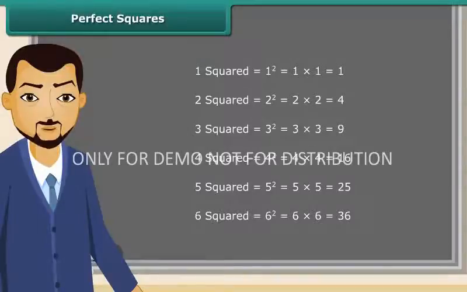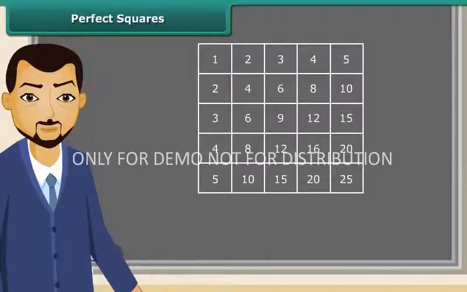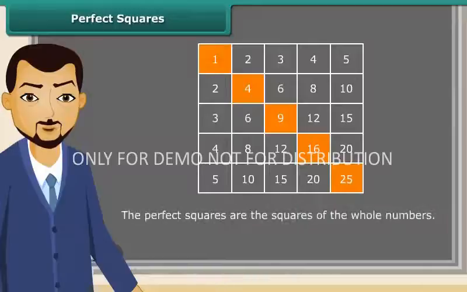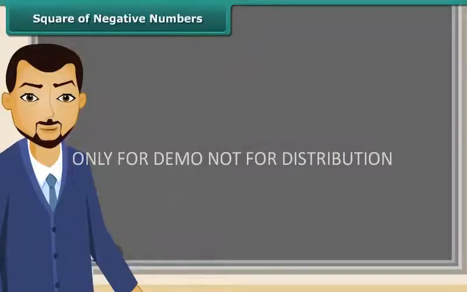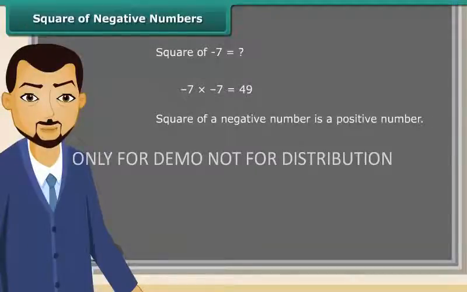We can also find squares on the multiplication table. Do you know what we call these numbers? They are called perfect squares. The perfect squares are the squares of the whole numbers. Can we think of the square of a negative number? Yes, why not? Negative numbers can also be squared. See, when we square a negative number, we get a positive number. Suppose we have both the same positive and negative number. If we square both of them, the result will be the same. That was a really interesting thing to know.